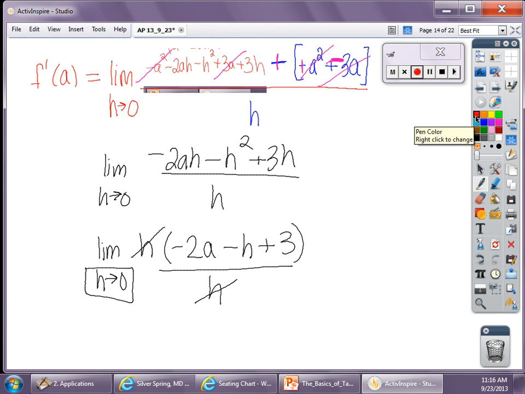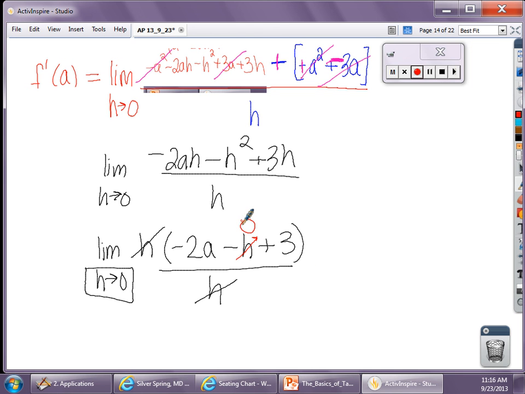All right. Now that I have that, does it make sense that we're just going to take this limit to 0? Now I can substitute that in, and my answer becomes negative 2a plus 3. Did I lose anyone? Are we all still on this train? Okay, so we got our answer.